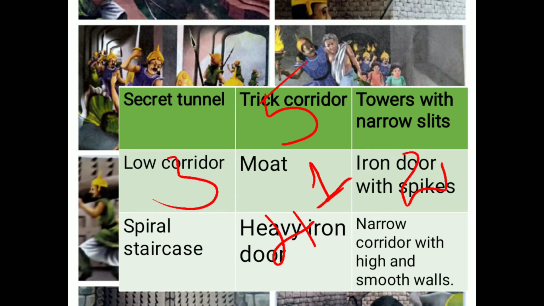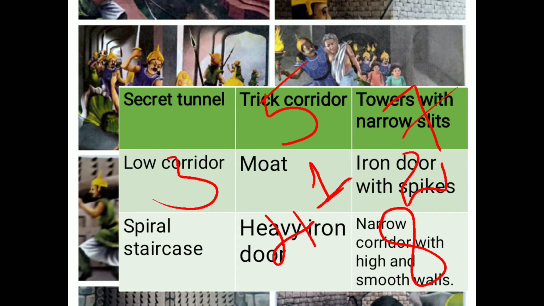Okay. Now can anyone tell which is your number 6? Yeah. I'll tell. Towers with narrow slits. Towers with narrow slits is your number 7. Okay. And then which is your number 8? You can see here in your page number 35, right? Yeah, it is what? Spiral staircase. That's your number. Sorry. It's not spiral staircase. It is narrow corridor with high and smooth walls. That's your number 8.